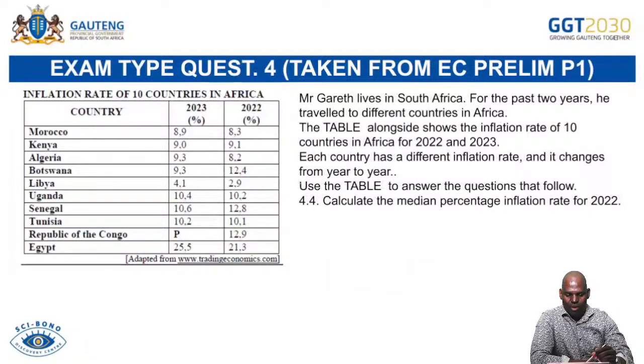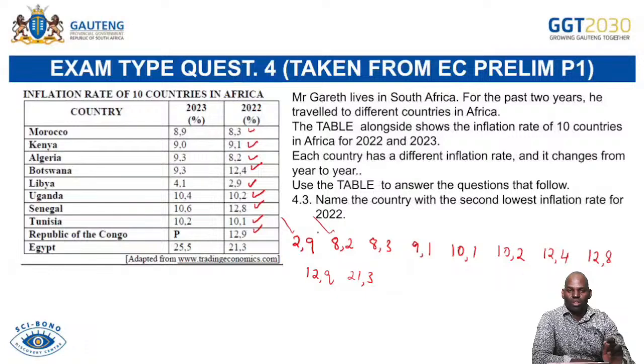Then for question 4.4, it's calculate the median percentage inflation rate for 2022. I'm going to make it easier by going back to the previous solution because I've already arranged them from the smallest to the highest. I've got 1, 2, 3, 4, 5, 6, 7, 8, 9, 10. 10 means it's an even number, so obviously I'm going to have two values in the middle. Remember, you need to recount them and see if they are still 10.